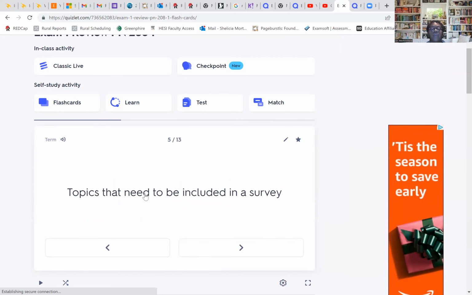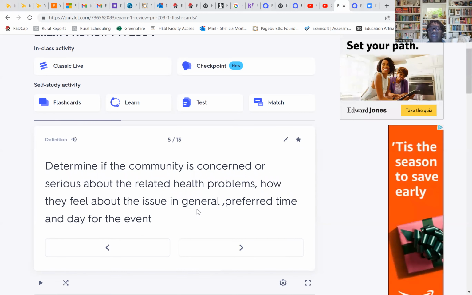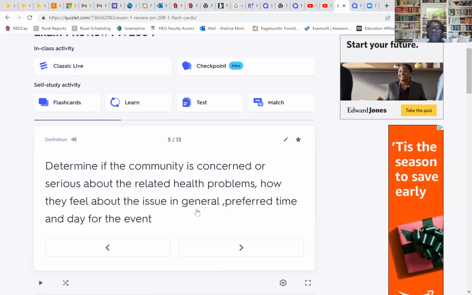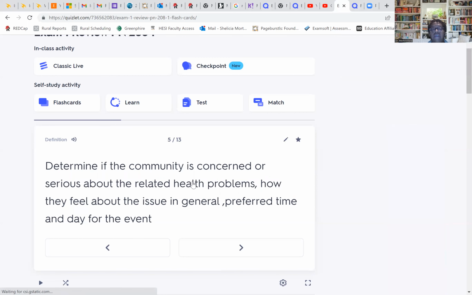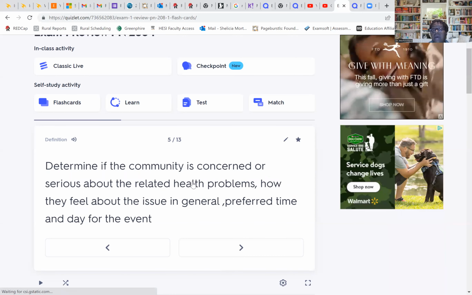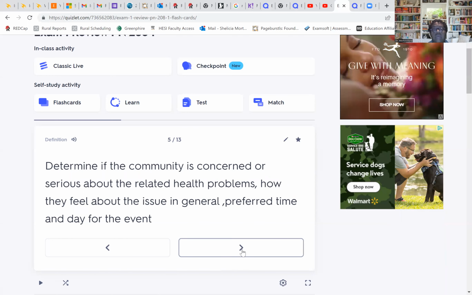Okay, so you're getting ready to create a survey. What topics should be included on that survey? You want to determine if the community is concerned or serious about that health problem and how they feel about that issue in general, and then the preferred time or date of the event. So if it's at the wrong time, your turnout is going to be low. And if they're not really concerned about that topic, then your turnout is going to be low as well.